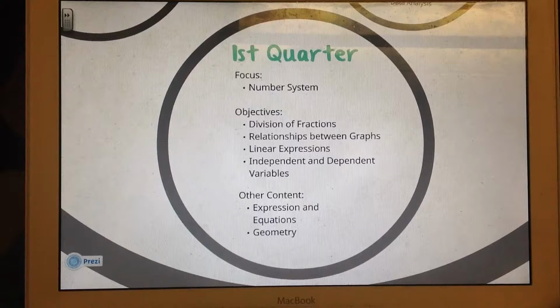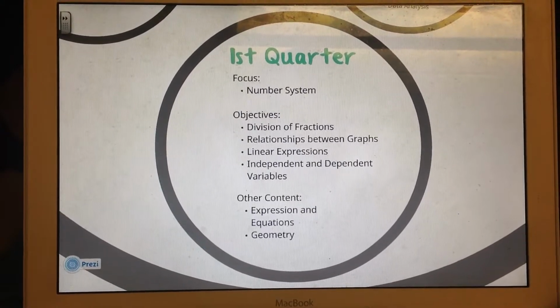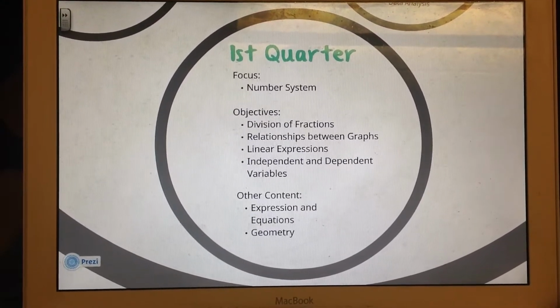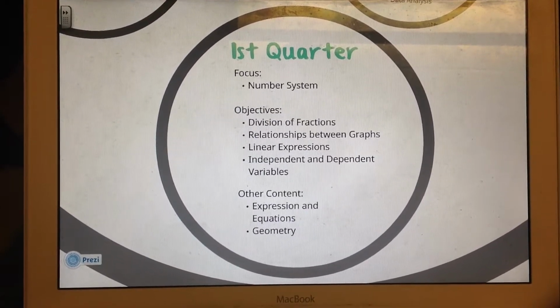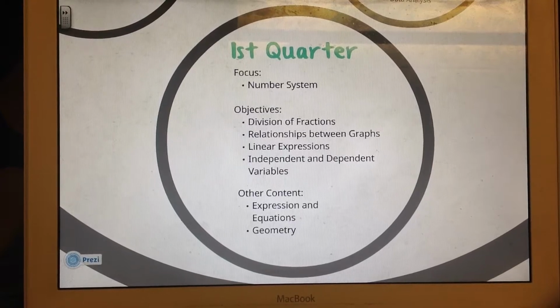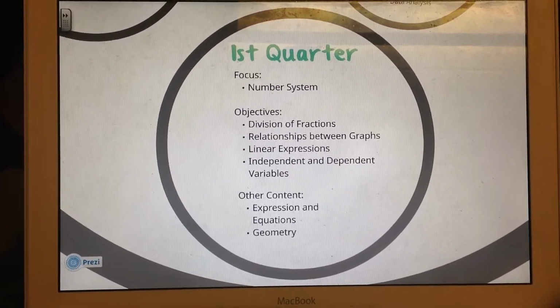The objectives include the division of fractions, the relationships between graphs, linear expressions, and independent and dependent variables. The content includes expressions and equations as well as geometry.